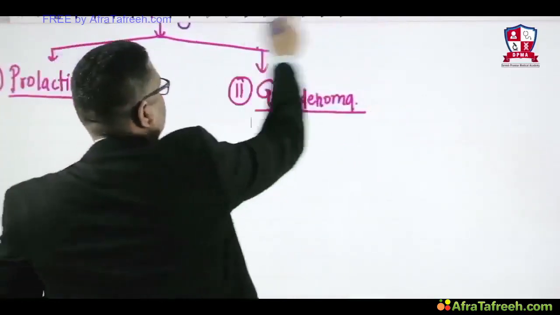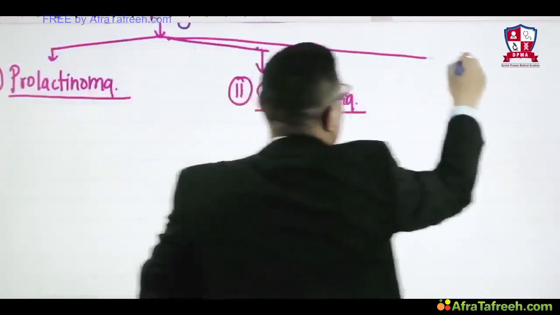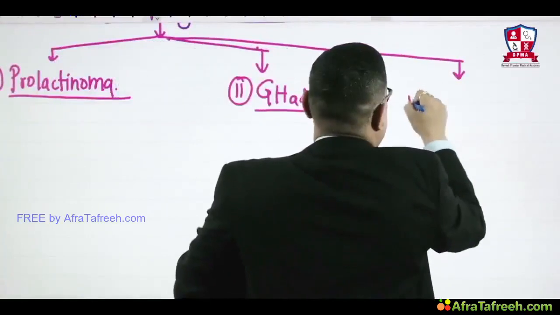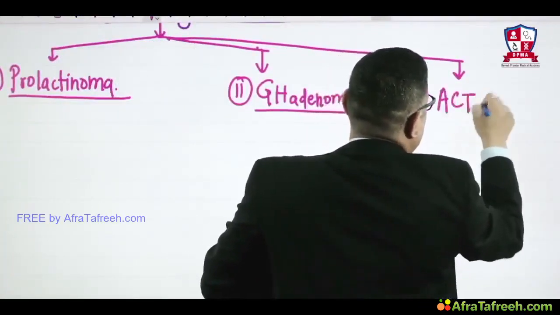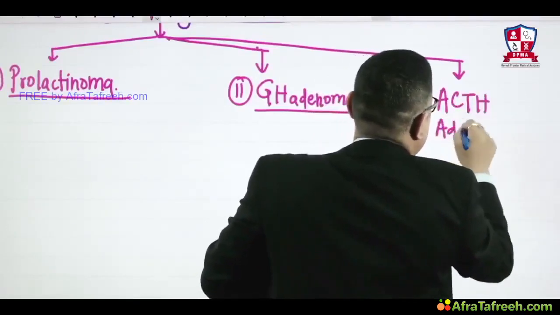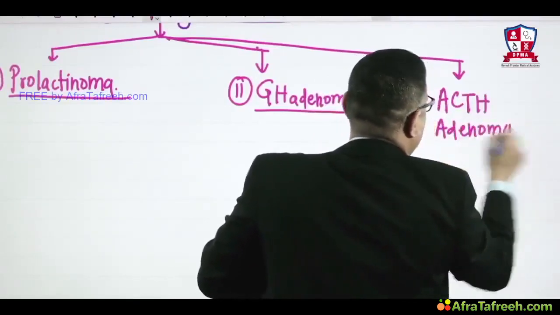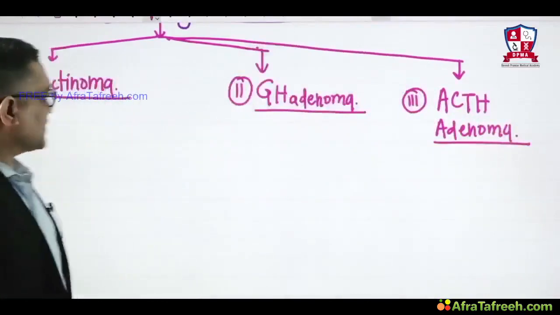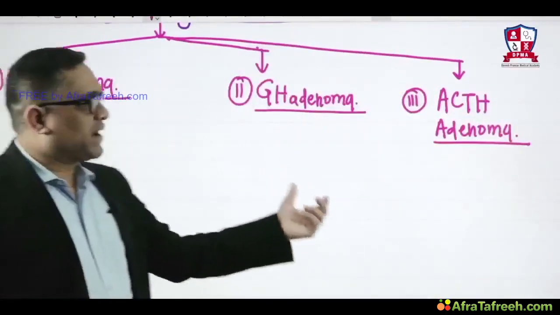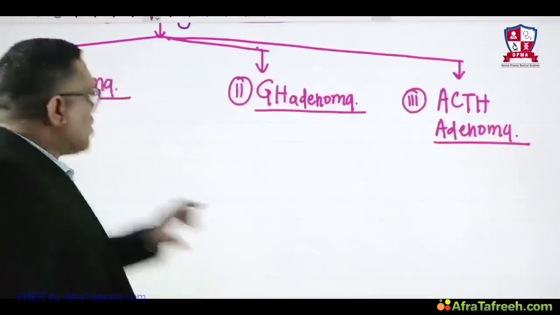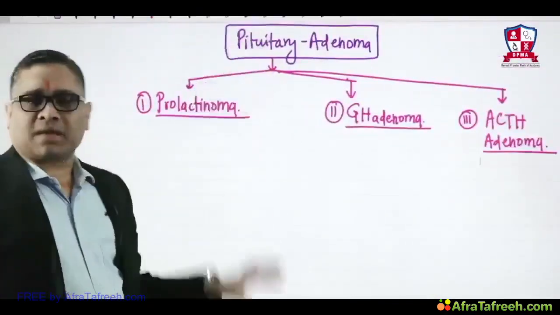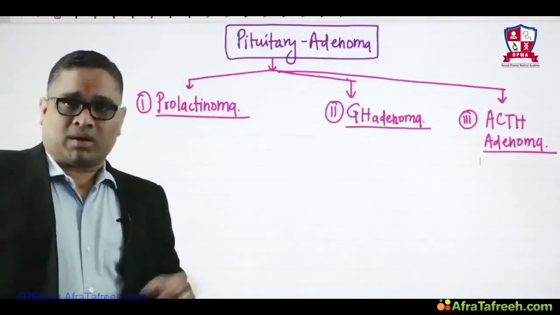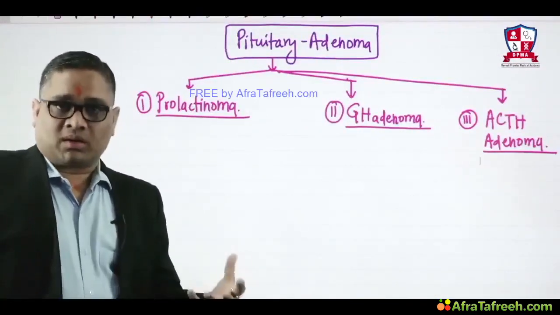And third is ACTH adenoma. So now we can see there are three types of pituitary adenoma we are going to discuss: prolactinoma, GH adenoma, ACTH adenoma. Out of these three types of pituitary adenoma, which is most common?